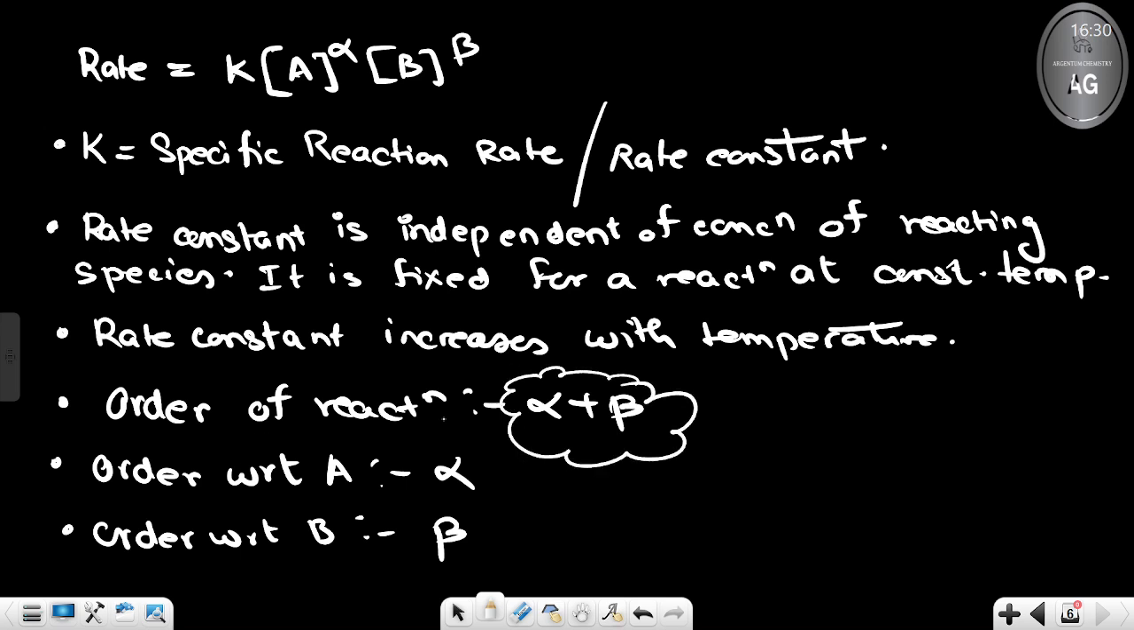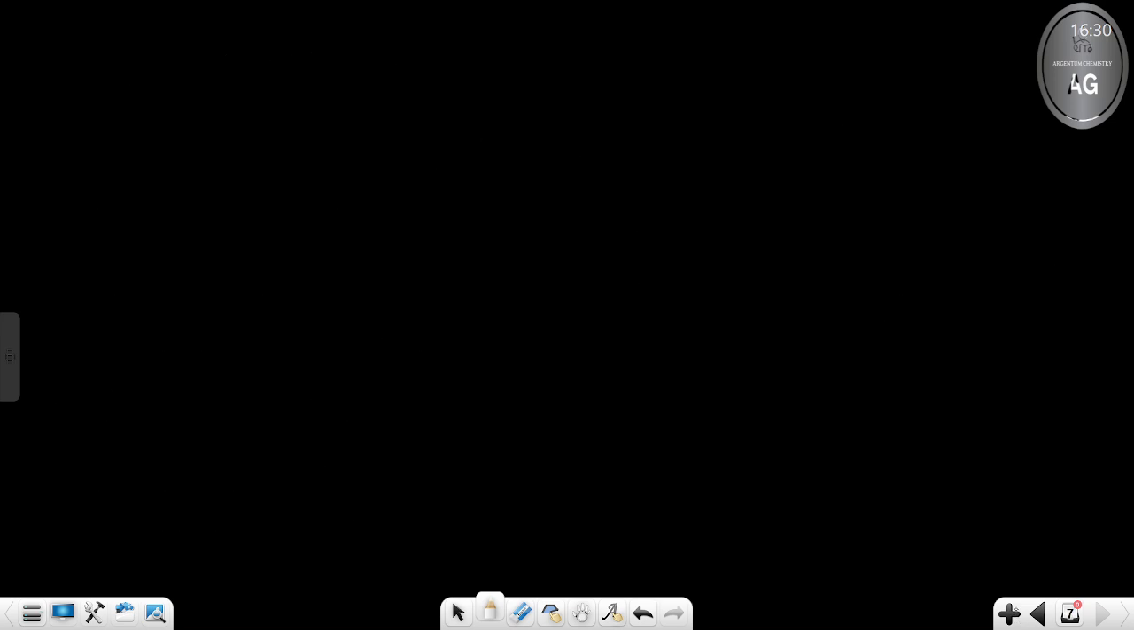So based on these values of alpha plus beta, we have classified our reactions into different orders. First order reaction is called zero order reactions. Most reactions occurring in our universe are all first order reactions. Very few are zero order reactions. But in our syllabus we will study only two types of reaction. One is zero order reaction and the second one is first order reaction.